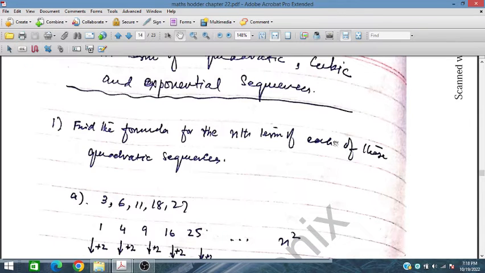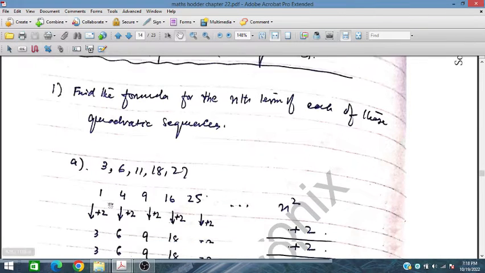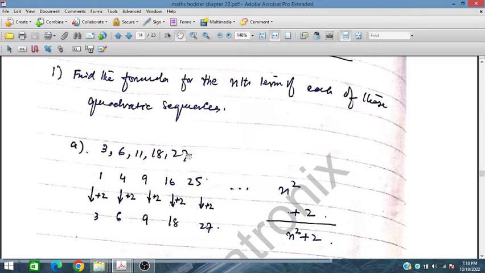Find the formula for the nth term of each of these quadratic sequences. The sequence is given as 3, 6, 11, 18, and 27. From this sequence, we can see that if we have 1, 4, 9, 16 and 25, then we add 2 to this, we get 3, and 4 plus 2 gets 6, 9 plus 2 we get 11, then 16 plus 2 is 18, and then 25 plus 2 is equal to 27. So 3, 6, 11, 18 and 27.